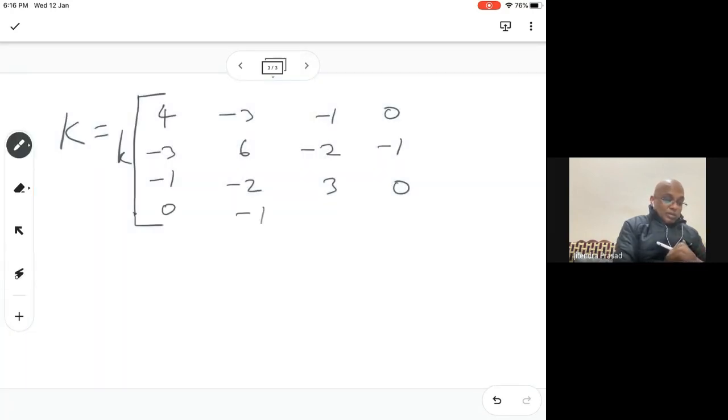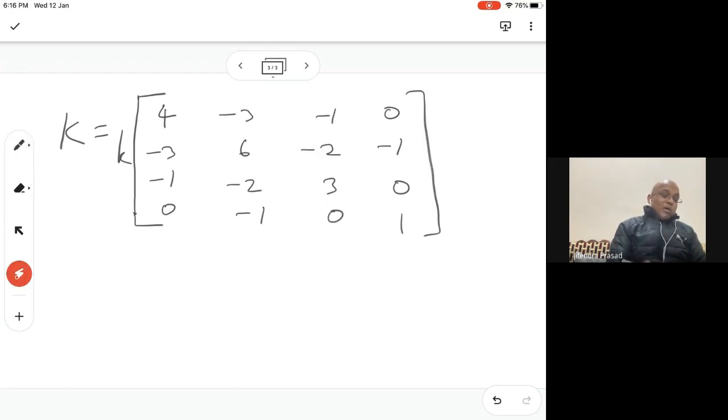0, minus 1, 0, 1. That's how we go. Now, what you notice here is the diagonal term is always positive, and it should be positive. That really means that the relation between force and displacement is positive. If you apply a force at a point in x direction, displacement has to be in x direction, or you apply a displacement in x direction, the force you have to apply is in x direction, not opposite. That's why it is coming to a positive number.